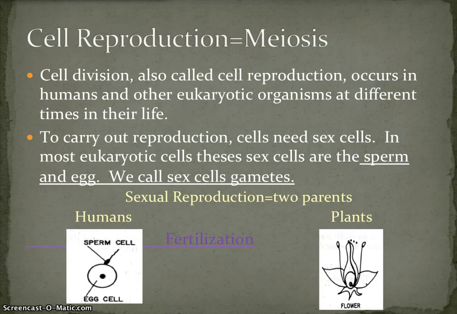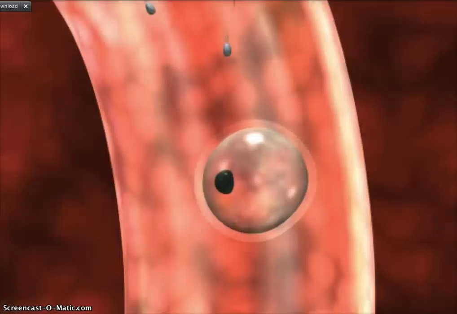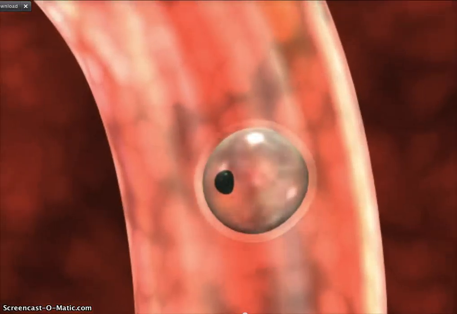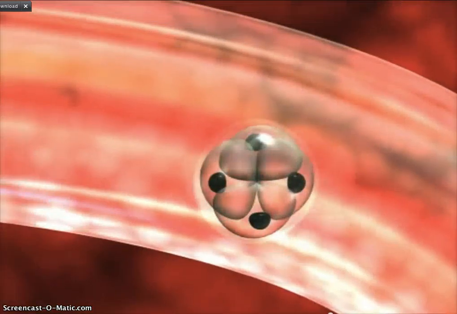To carry out reproduction, we need these sex cells. In humans or other eukaryotic cells, we call them sperm and egg. Here's a visual for the sperm meeting the egg. Once one enters, it will ward off all the other sperm, killing them, and then it will allow that newly formed zygote, which is what we call a fertilized egg cell, to continue with its mitosis process, which is the making of new body cells.